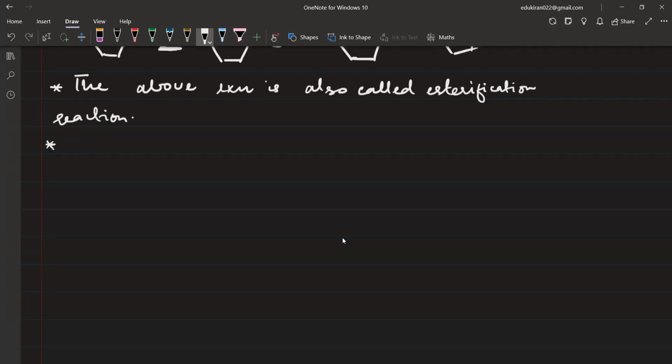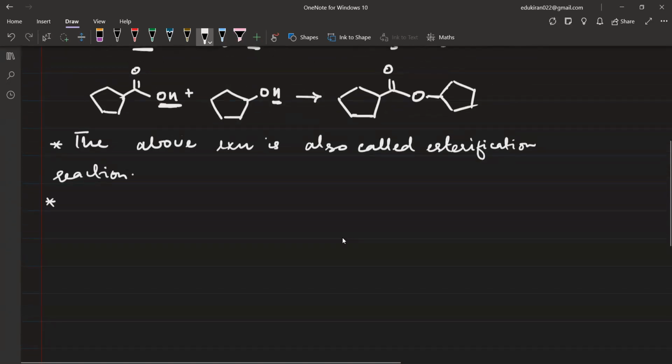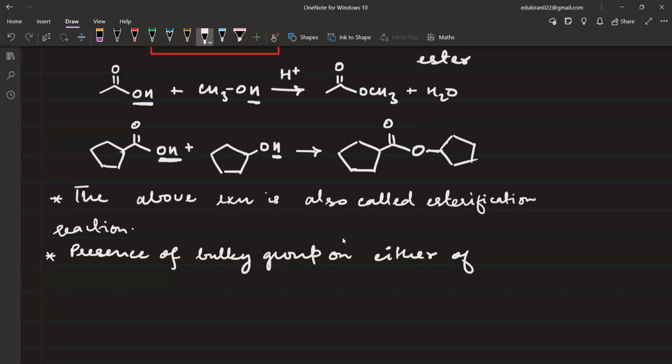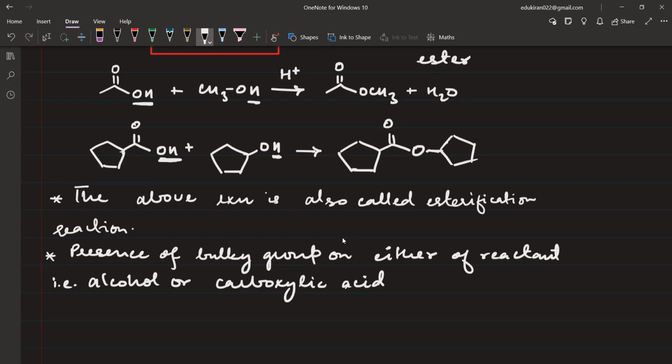Next point. Okay, please see. Presence of bulky group on either of reactant, that is alcohol or carboxylic acid, reduces the rate of reaction.